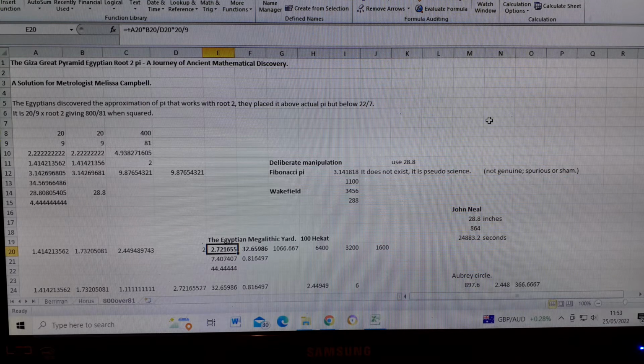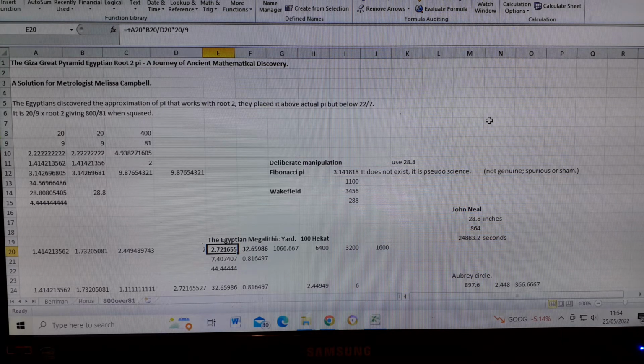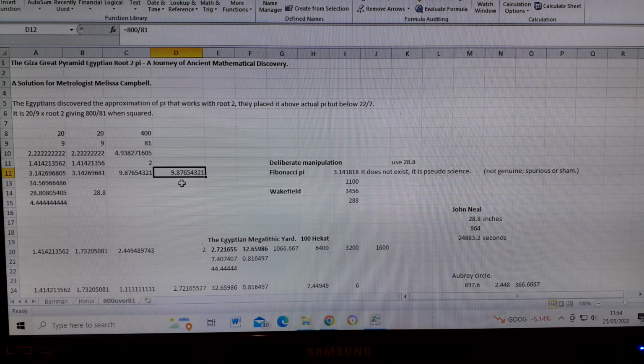The Egyptians discovered the approximation of pi that works with root 2. It's root 2 times 20 over 9. When you square this version of pi, you get 20 over 9 squared times 2. And 20 over 9 squared, as you can see in the calculation on the left-hand side, is 400 over 81 times 2, so you get 800 over 81. Now in decimal notation, this is 800 divided by 81, and we can see it here.